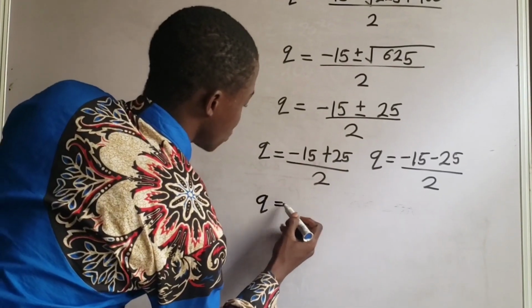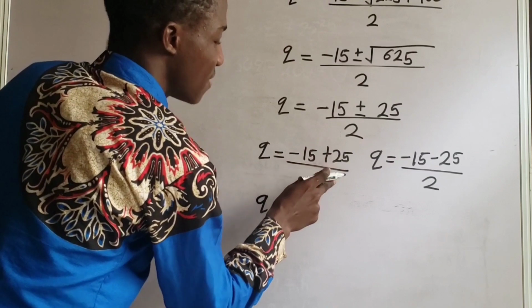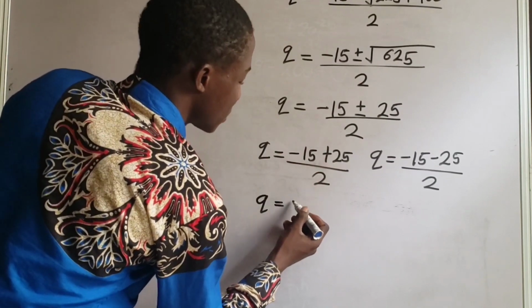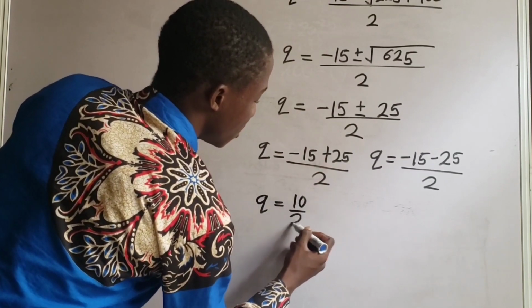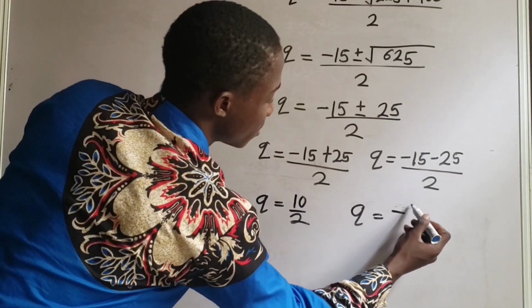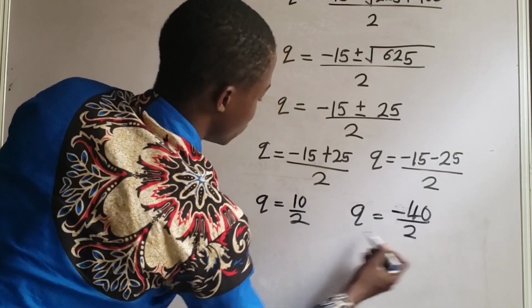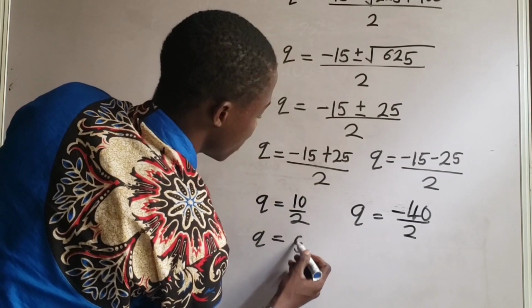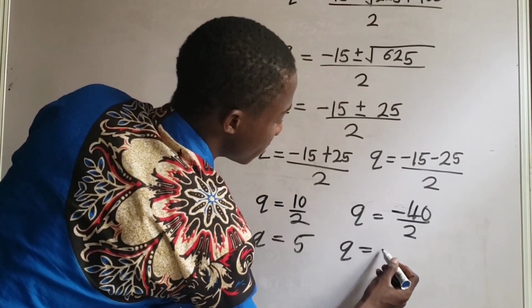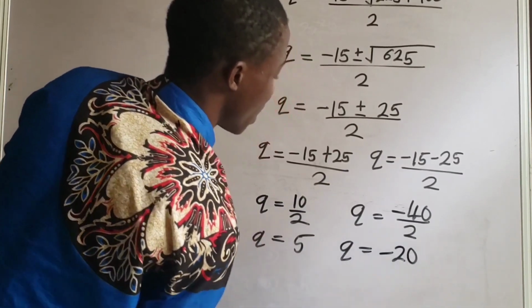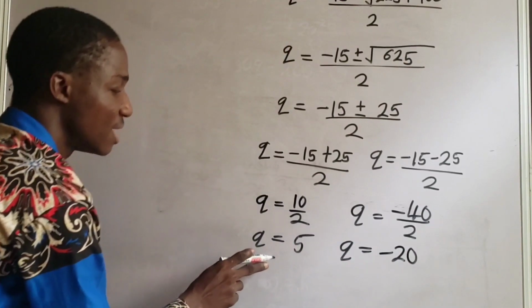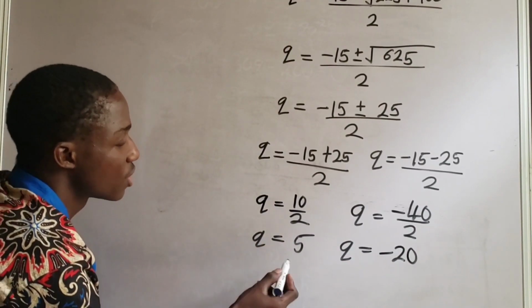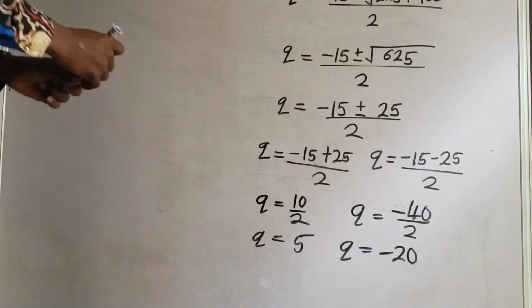Q is equal to minus 15 plus 25, that is 10, over 2, and Q is equal to minus 40 all over 2. So Q is equal to 5, and Q is equal to what? Minus 20. But we are only interested in the positive Q, and the positive Q is 5. So Q equals 5. The equilibrium quantity now is 5.